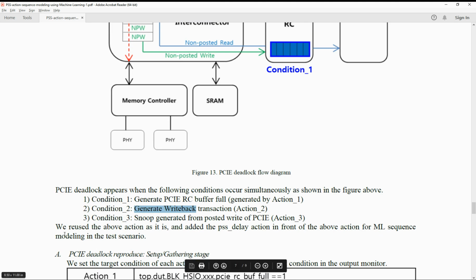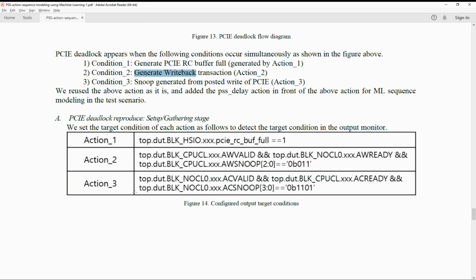Action 3. We reused the above action as it is, and I added the PSS delay action in front of the above action for ML sequence modeling in the test scenario. A. PCI deadlock reproduce, setup and gathering stage.